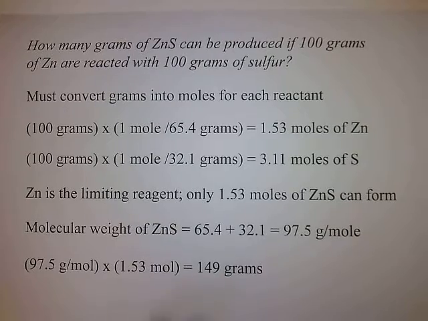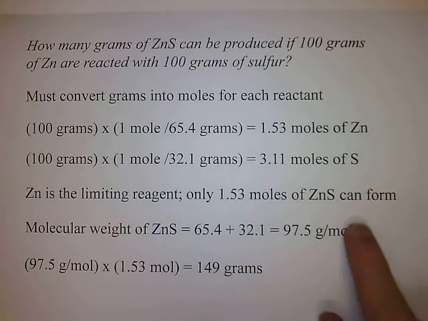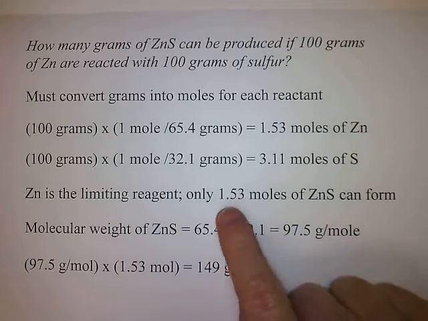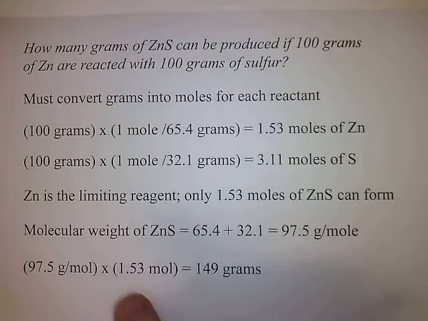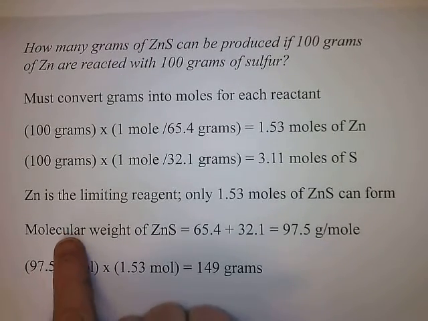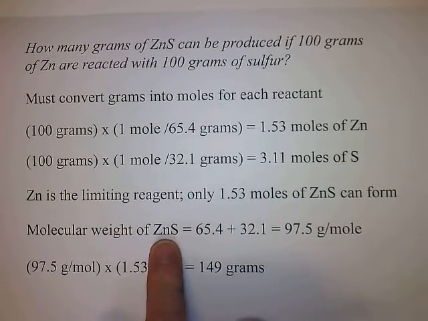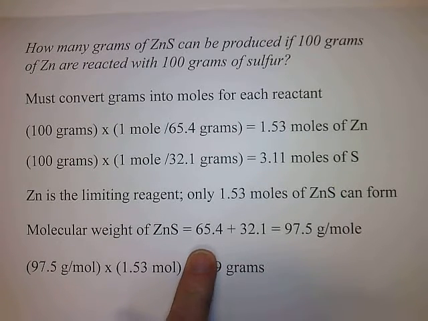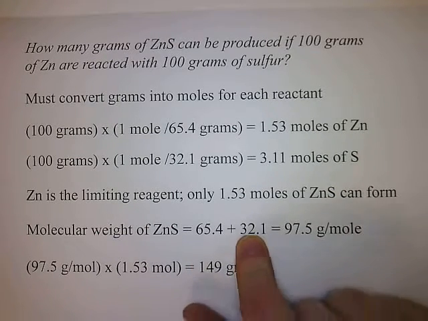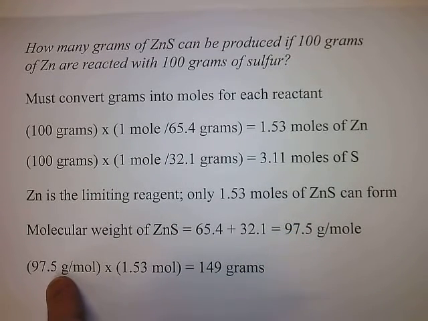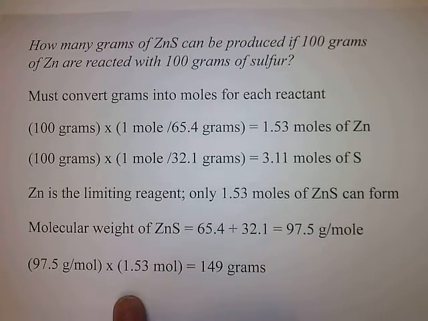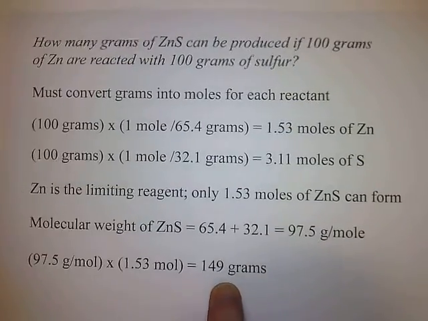So how much zinc sulfide can we form? Only 3.1, or excuse me, only 1.53 moles. So how many grams is that? Okay. So what's our molar mass of zinc sulfide? 65.4 plus 32.1 is 97.5 grams per mole, right? And then we multiply that by 1.53 moles, and you get 149 grams. So that's how much zinc sulfide you can produce.